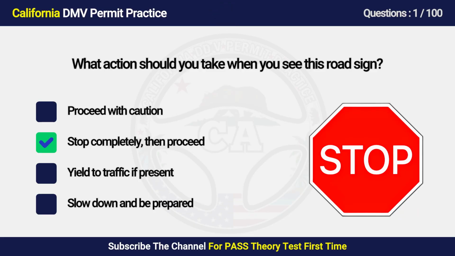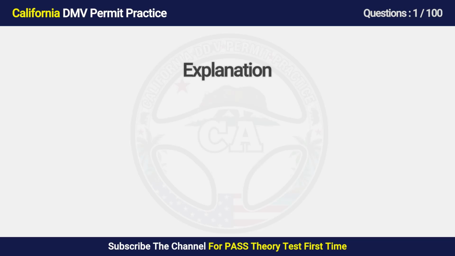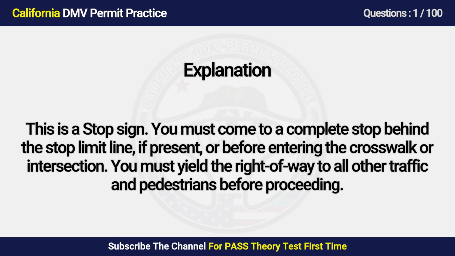Answer is B. Stop completely, then proceed. This is a stop sign. You must come to a complete stop behind the stop limit line, if present, or before entering the crosswalk or intersection. You must yield to all other traffic and pedestrians before proceeding.